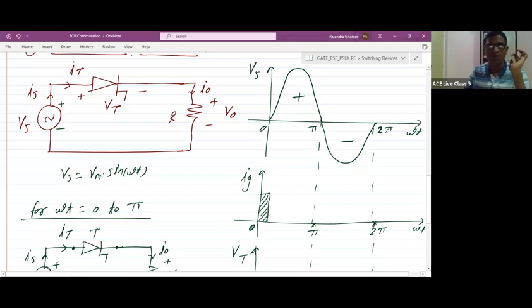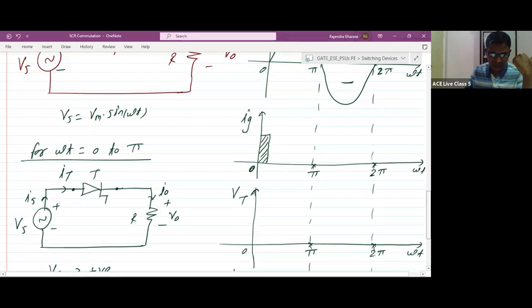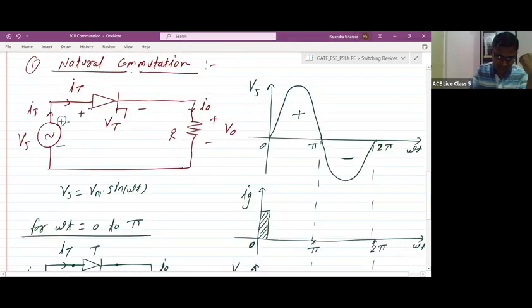SCR is already in the forward bias mode and we have applied the gate signal. Now, if you check from pi to 2 pi, the supply voltage is negative. Supply voltage negative means what will happen? It is like this will be minus and this will be plus: upper terminal negative, lower terminal positive.